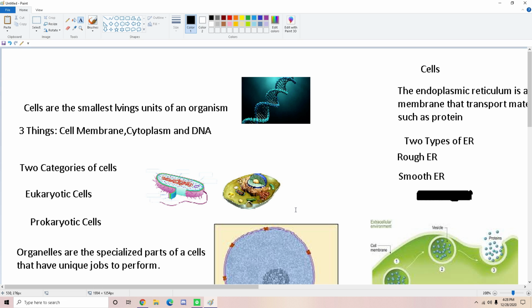There are two categories of cells: eukaryotic cells and prokaryotic cells. Eukaryotic cells are more advanced and complex cells and have a nucleus. They include animals and plants, while prokaryotic cells don't have a nucleus. They have genetic material but don't contain a nucleus, and they are organisms such as bacteria.